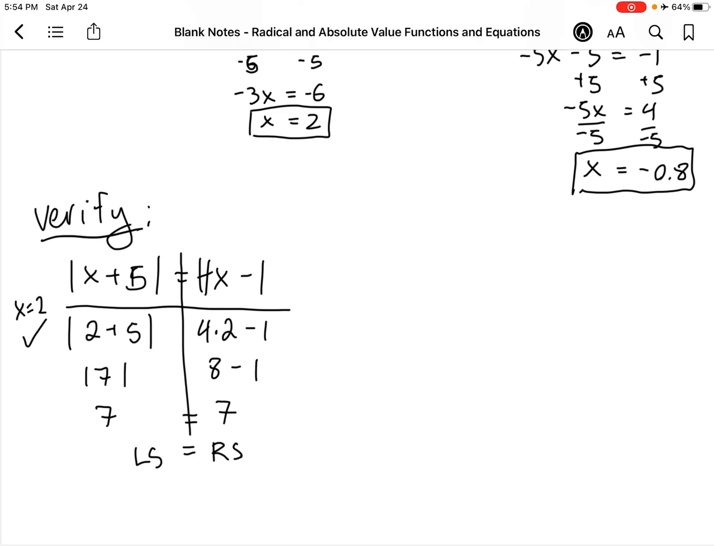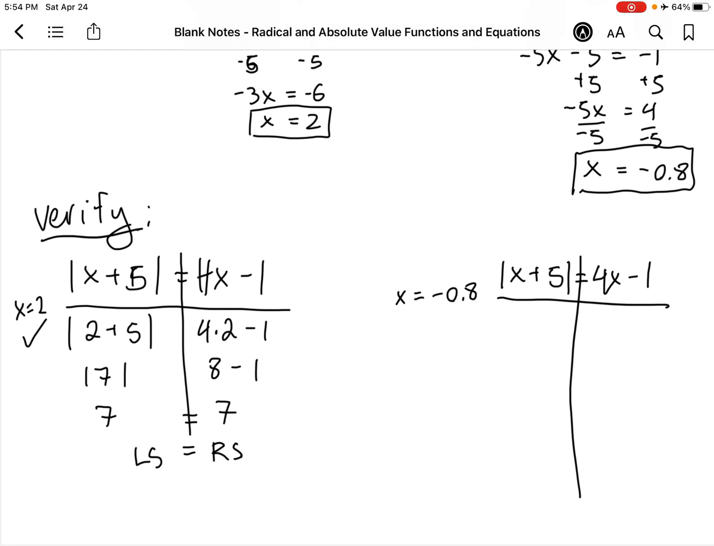If I verify x equals negative 0.8 in the same equation, maybe I'll try and get my lefts and rights not mixed up this time. So I'm going to plug into the left side negative 0.8 plus 5, and that gives me the absolute value of 4.2, which is 4.2. And on the right side, I'm going to plug in negative 0.8 times 4 minus 1, and that's negative 3.2 minus 1, which is negative 4.2.